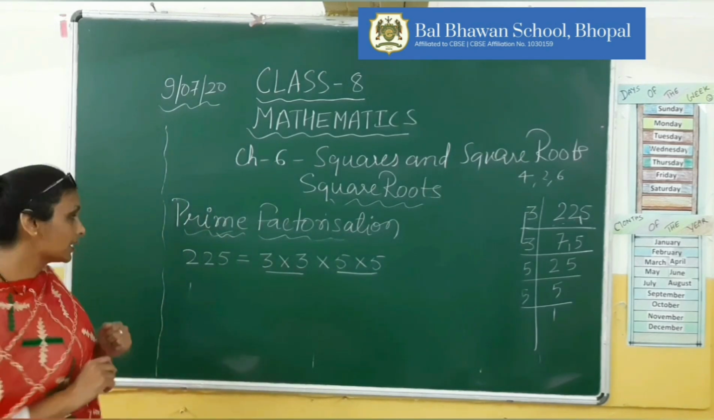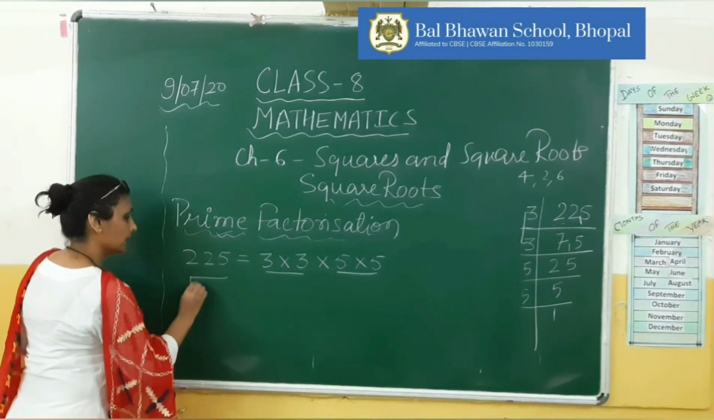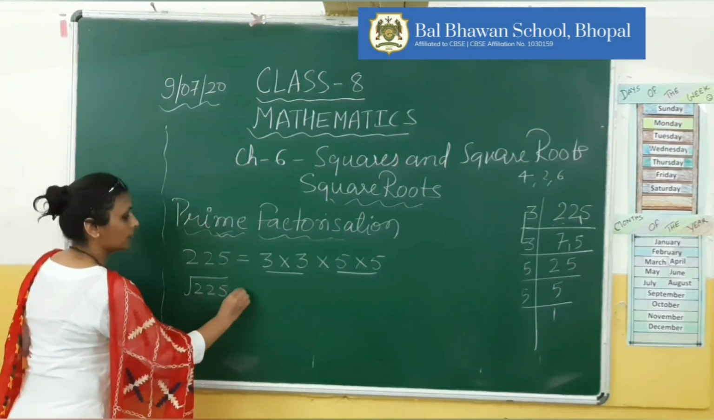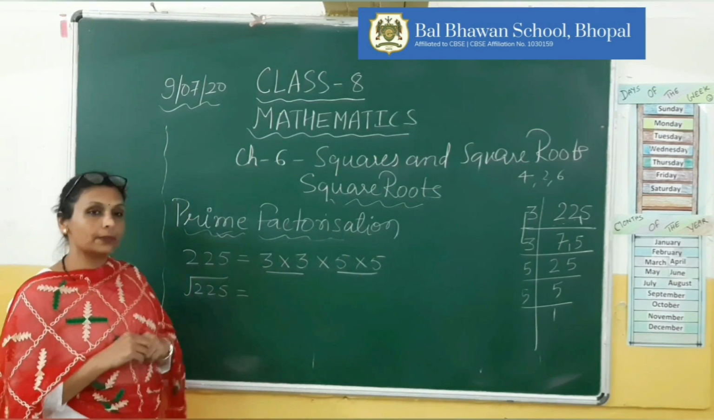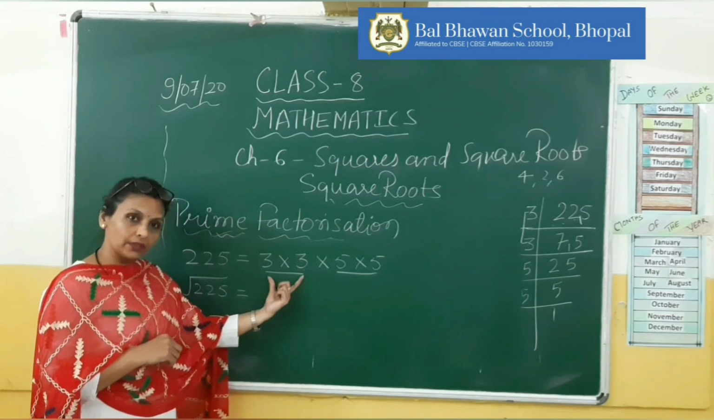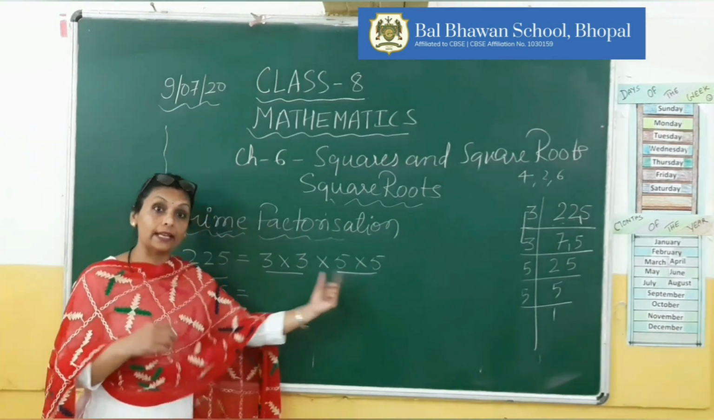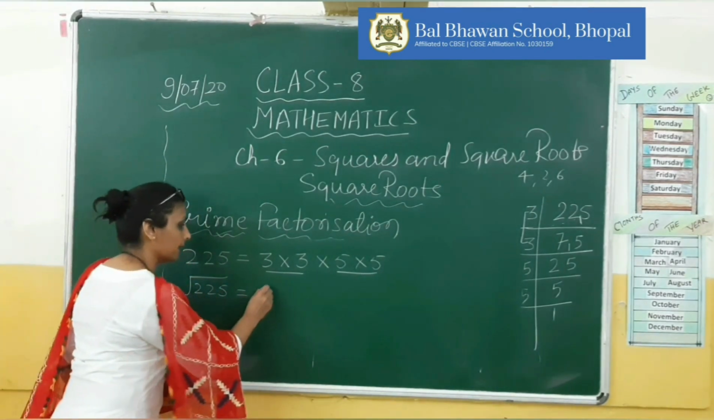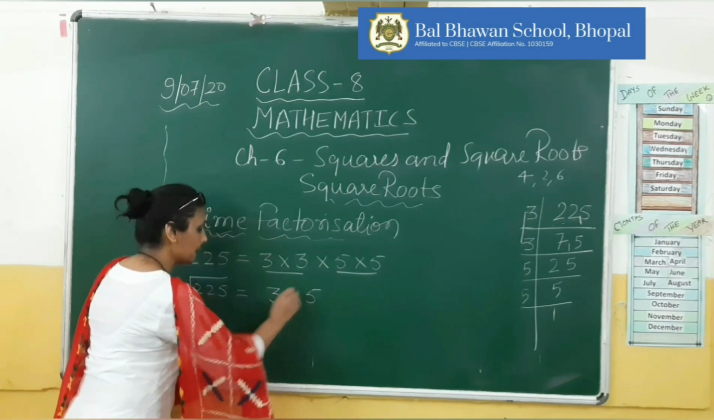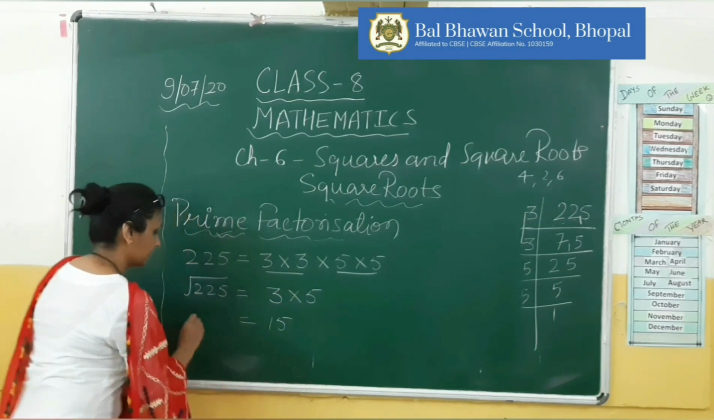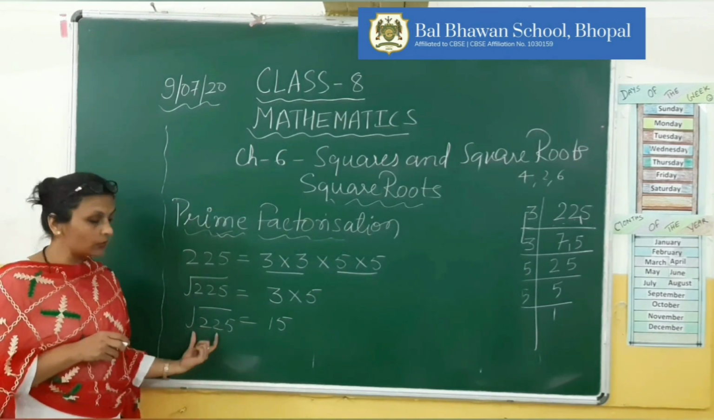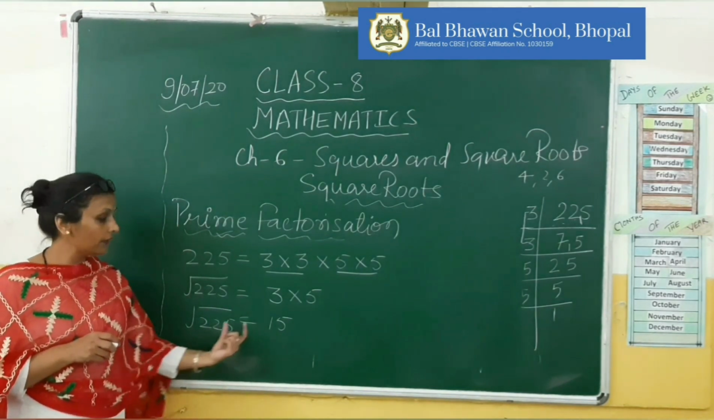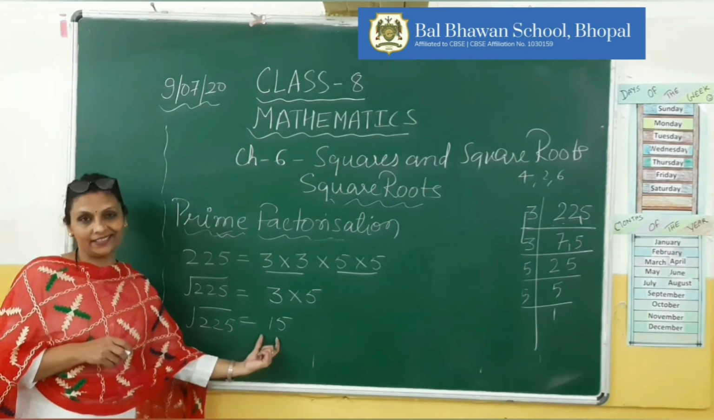Now we have to find out the square root. So I will put the symbol of the square root with 225. And what do we do now? We will take one number from each pair, right? So we will take 3 from this pair, 5 from this pair, and then we will multiply, right? So 3 5s are 15. Like this, we got the square root of 225 as 15.